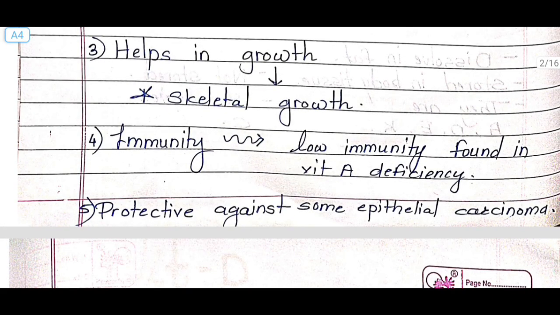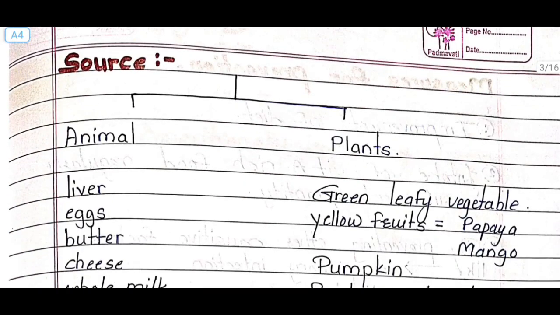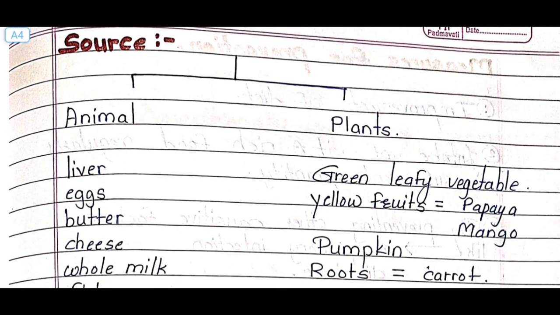The next one helps in the growth, especially the skeletal growth. Immunity, low immunity is found in vitamin A deficiency. It is protective against some epithelial carcinoma. Sources: animal sources and plant sources. There are two types of sources.